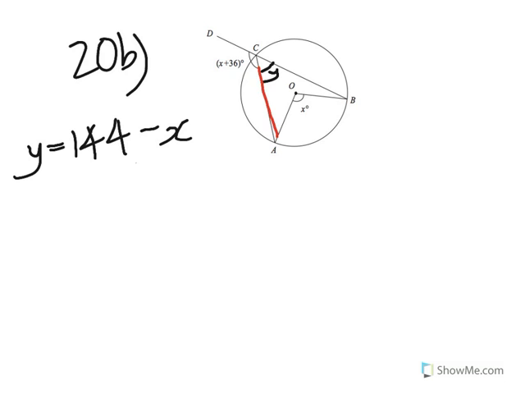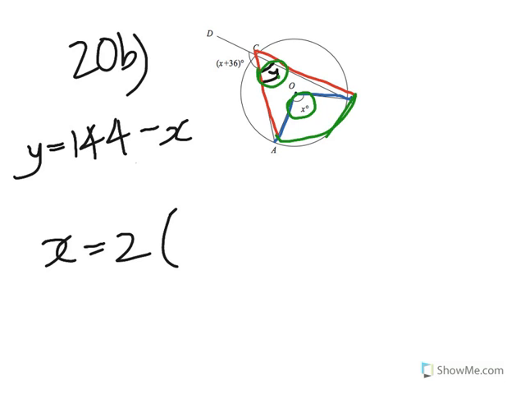Okay, so now that we know that y is 144 minus x, we can look at this triangle now. Now we can actually look at the circle properly. Here's one triangle, here's another triangle. And if you notice, they're on the same arc. So that means that this angle x is nothing but 2 times y, right? Because from the previous question we discussed this. So that means that angle x is equal to 2 times 144 minus x. So now to find x, all we need to do is solve this equation.